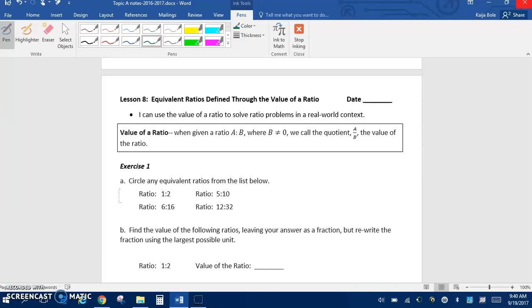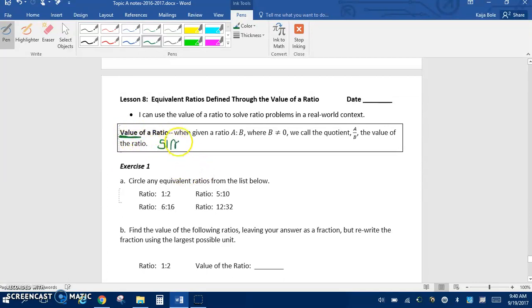Alright, so here we are on Lesson 8, equivalent ratios defined through the value of the ratio. So this first definition we have here is the value of a ratio. And it says when given a ratio A to B, where B does not equal 0, we call the quotient A to B the value of the ratio. Alright, so the value just means to simplify the ratio.